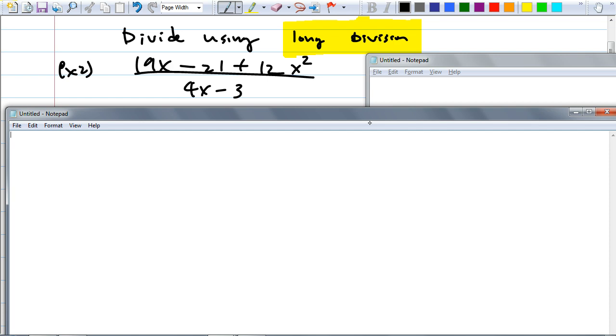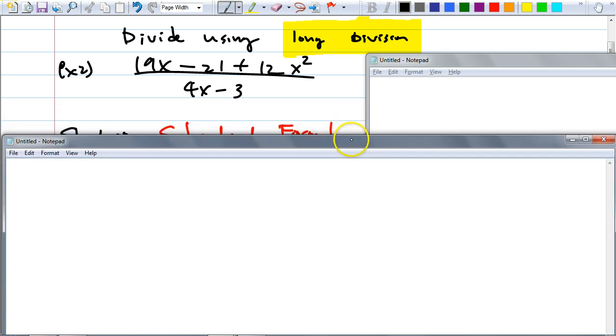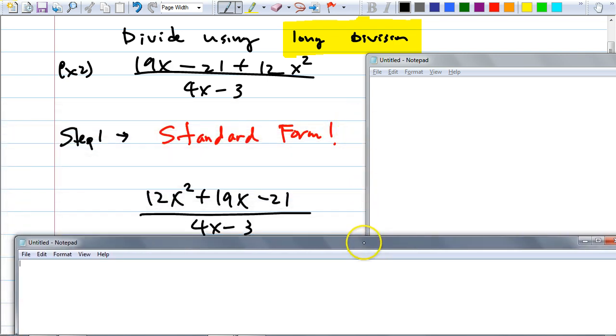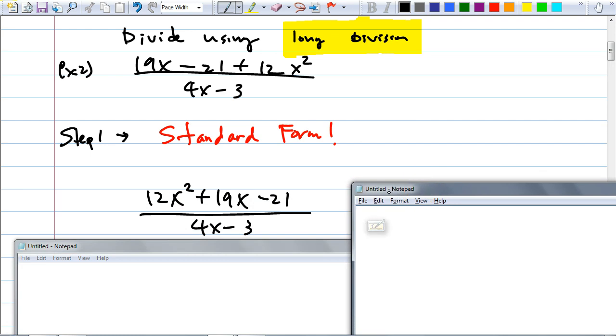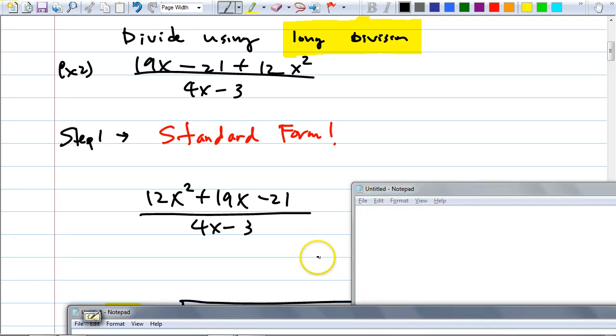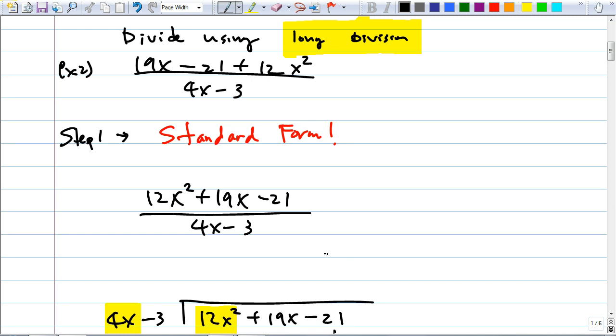So the first step is, I don't like the way the numerator is written. Why not, class? It's not in standard form. So I'm going to write it in standard form. Then, since I'm going to do a long division, I'm going to rewrite it like this: the numerator inside, and outside is 4x minus 3. That's what you're trying to divide this trinomial by.